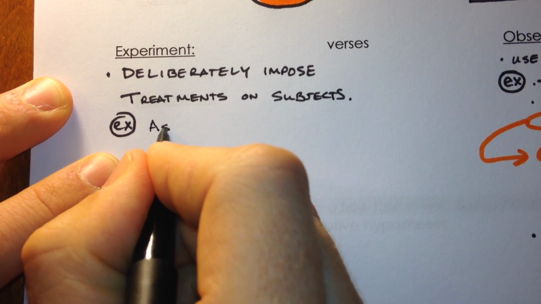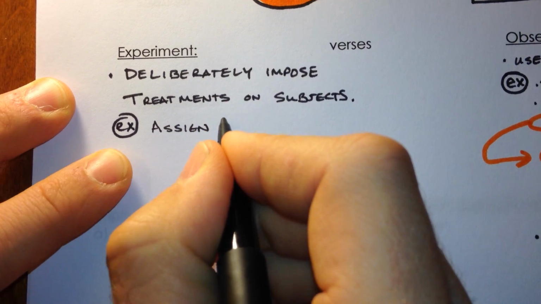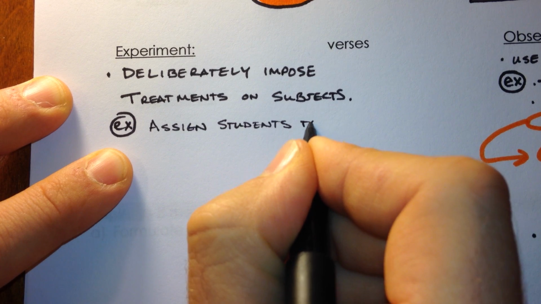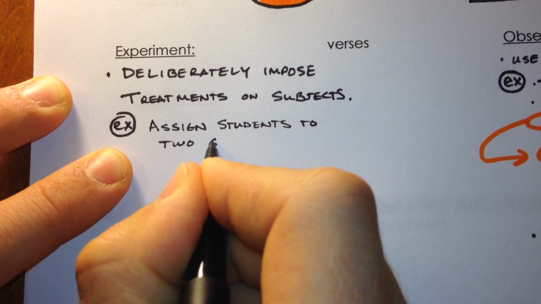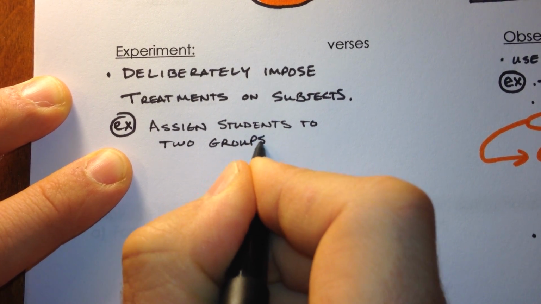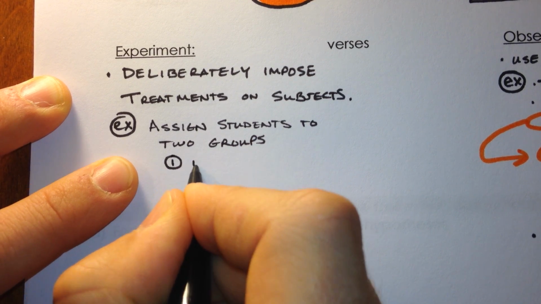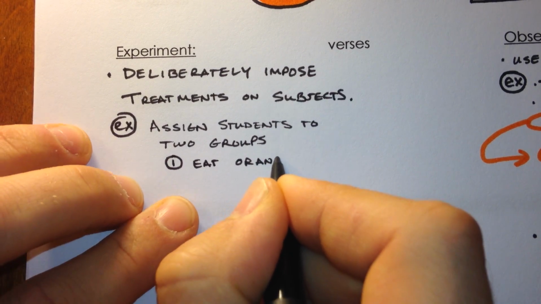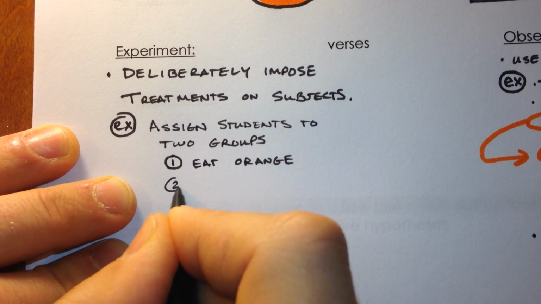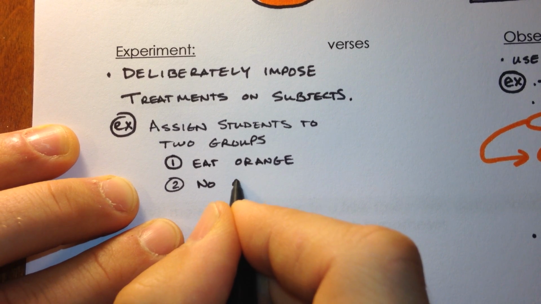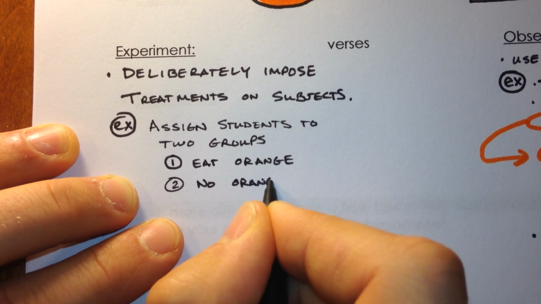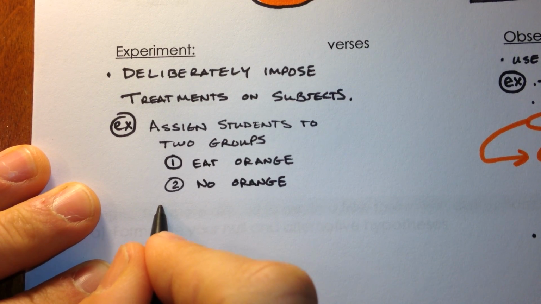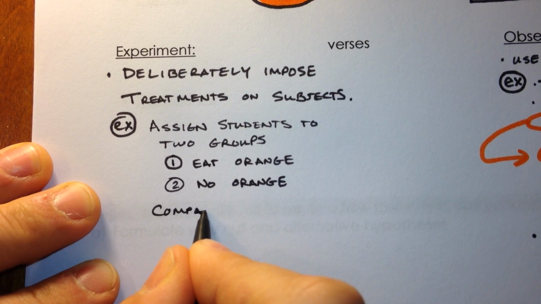We assign students to two groups. The first group will eat an orange. The second group gets no orange. Okay, when we're done, we will take these two groups and we will compare their test scores.